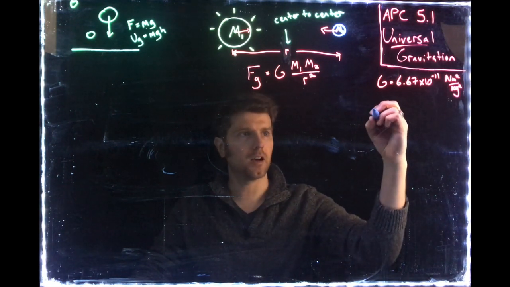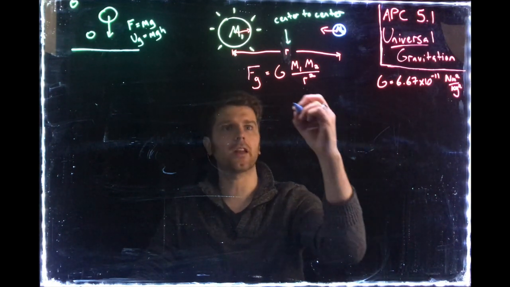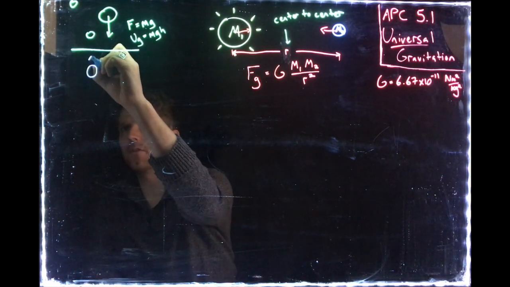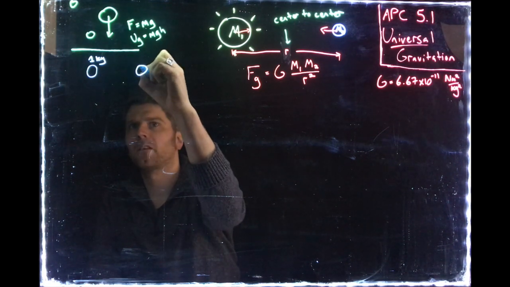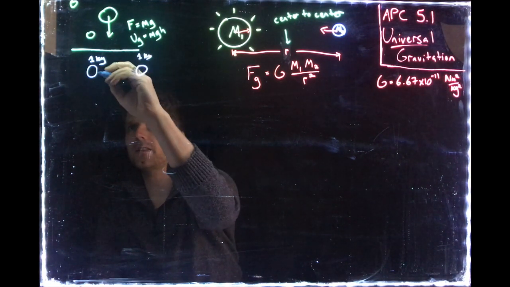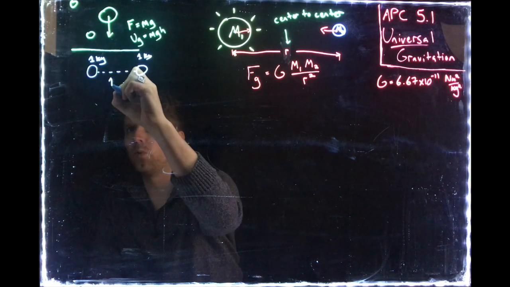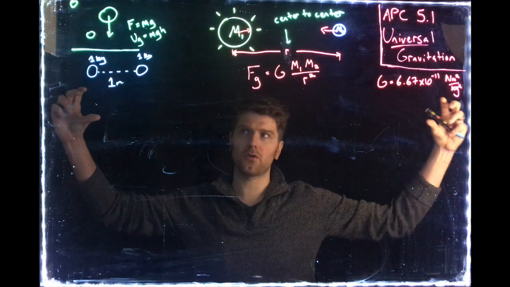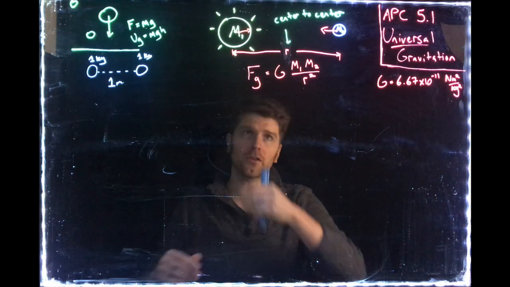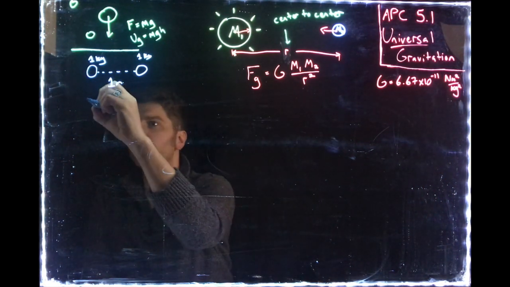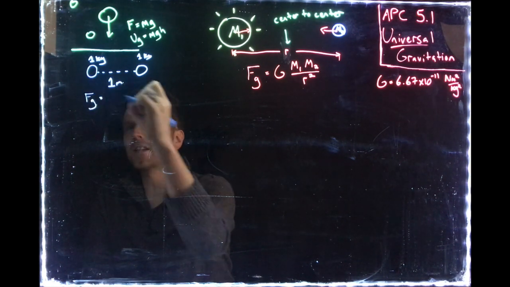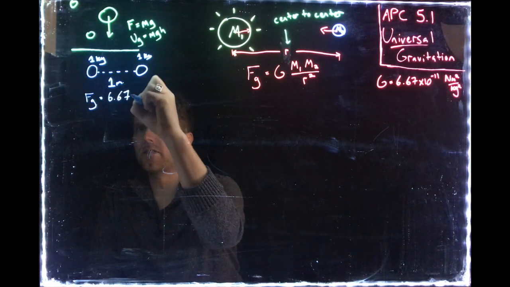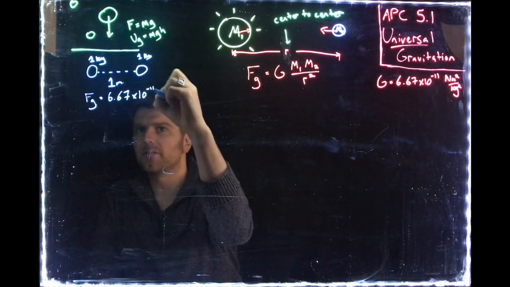Imagine that I've got two objects that are just 1 kilogram each, right? 1 kilogram, 1 kilogram. And let's say that these are floating in space and they're 1 meter apart. So two objects about a meter apart. Well, considering that all of these numbers are going to be 1, the force of gravity that each one experiences between them would then be 6.67 times 10 to the negative 11th newtons.